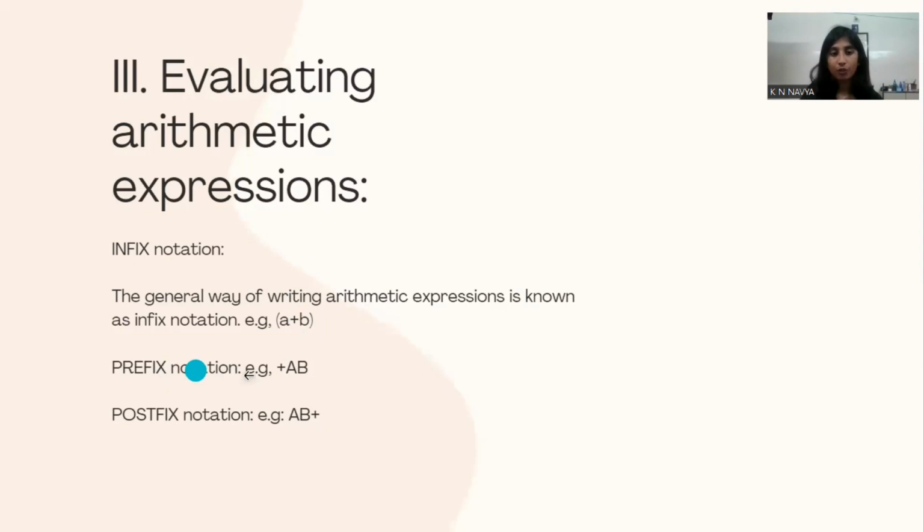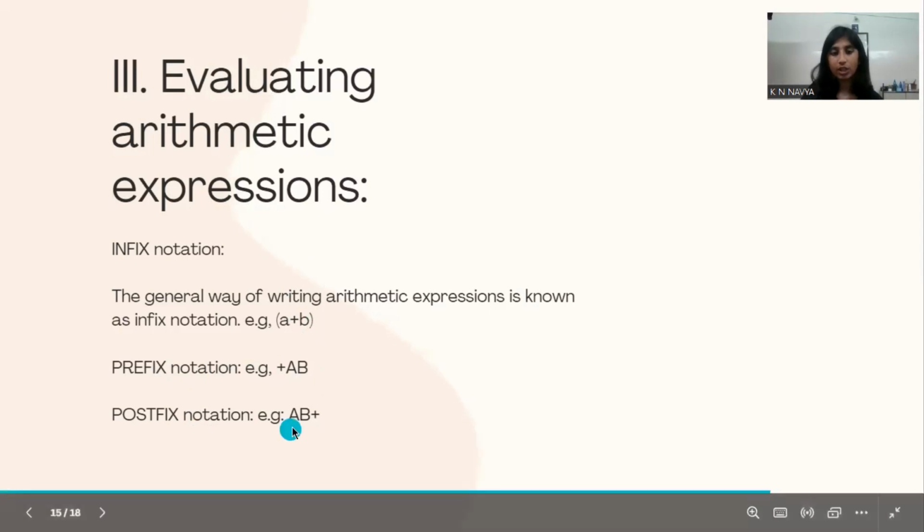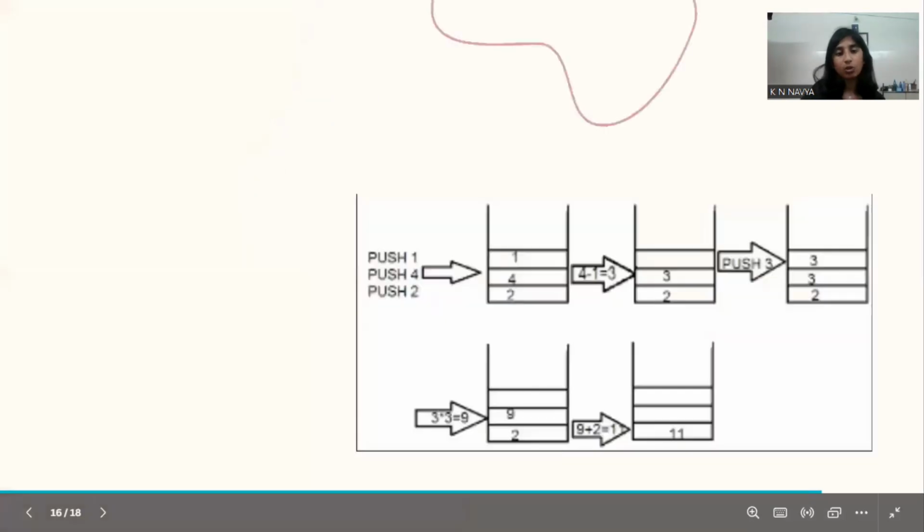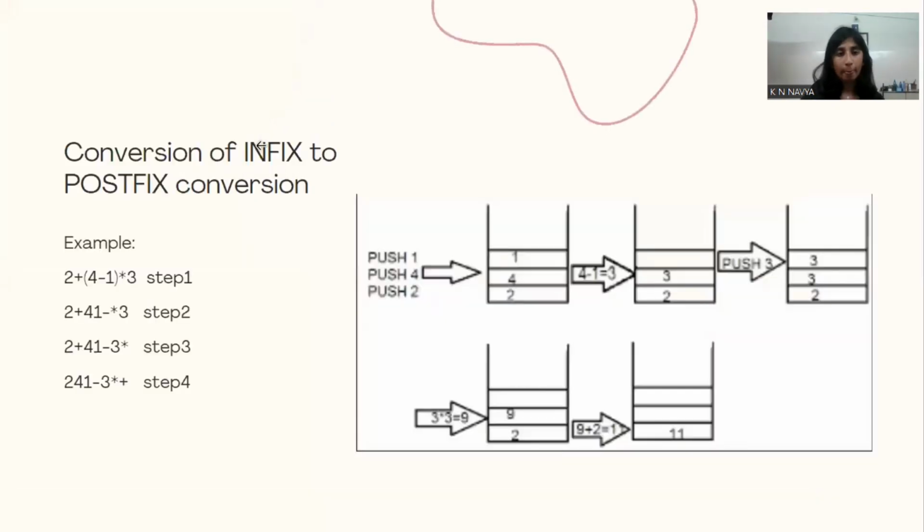In the prefix notation, first the operator comes and later the operands. Meanwhile, in the postfix notation, first the operands come and later the operator. Let's see more examples of this. We use stacks for infix to postfix conversion. Let's see how this works in a stack.